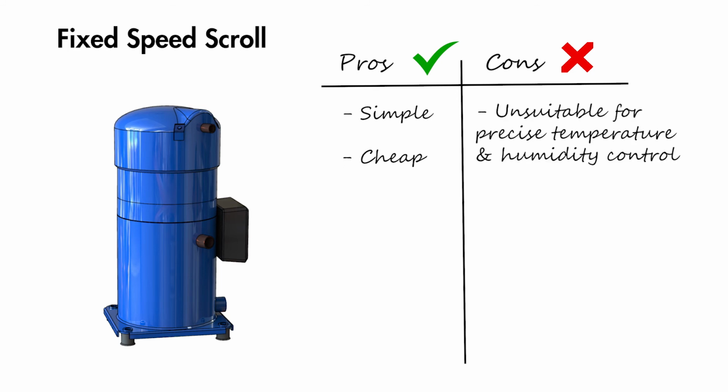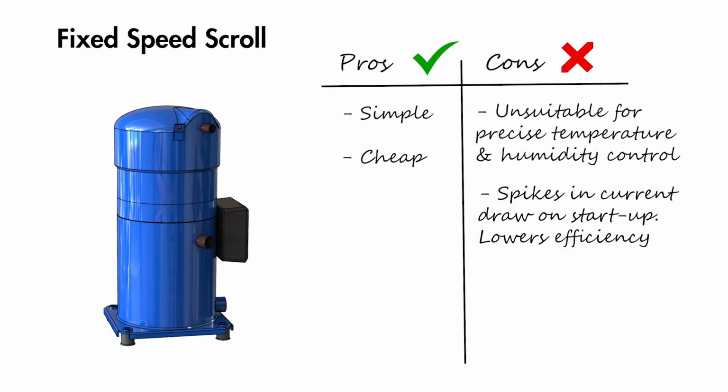Firstly, the unavoidable on and off cycling makes them unsuitable for precision temperature and humidity control applications. Some facilities require a much tighter temperature tolerance than what fixed speed compressors and a hysteresis thermostat can achieve. And for precise humidity control, supply needs to be constantly controlled to a particular dew point temperature, which is not possible with a simple on-off capacity control.